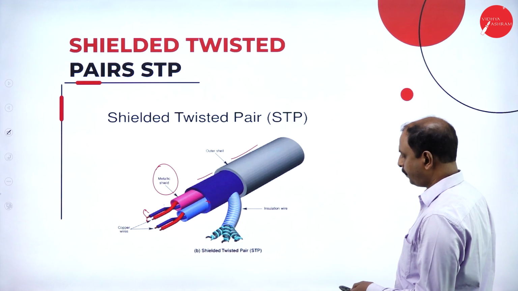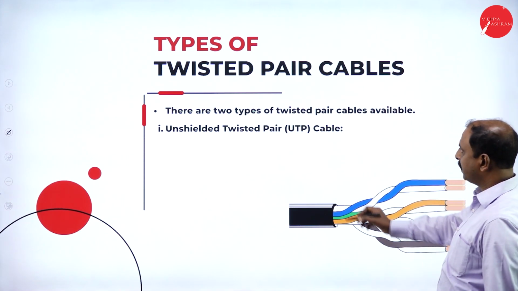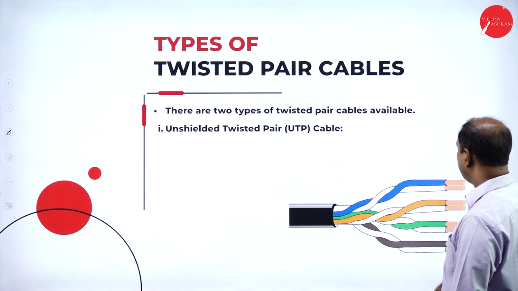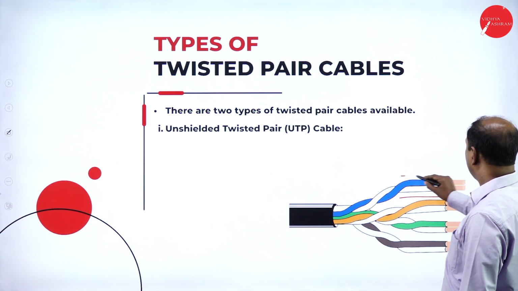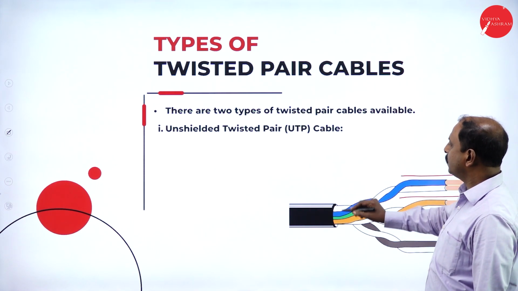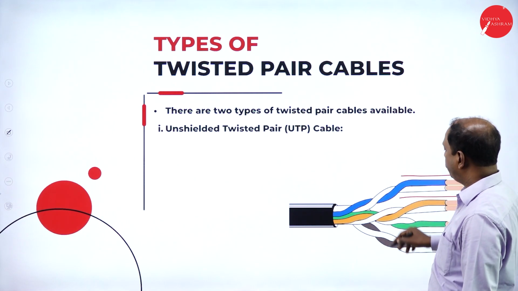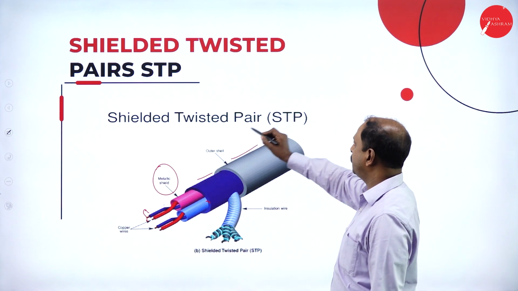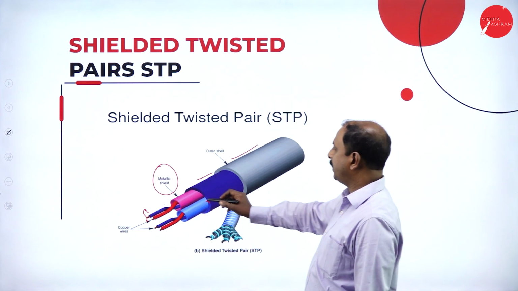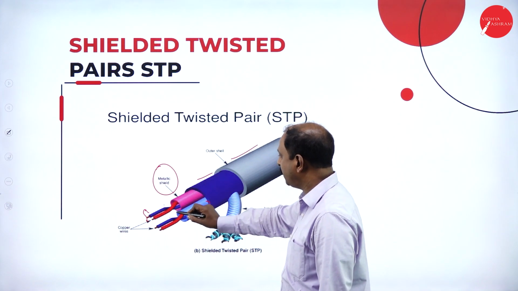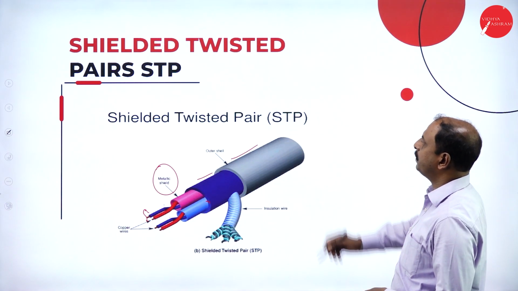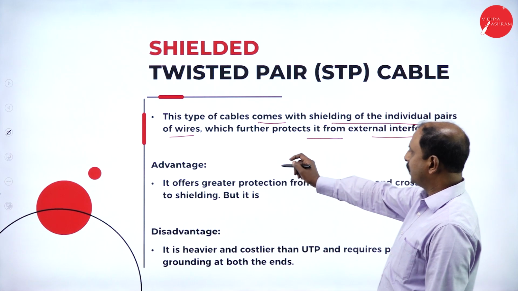Now, if you look at the previous slide, look at this diagram. This is UTP cable, unshielded twisted pair cable. Here, the shielding of individual pairs is missing. So this is unshielded twisted pair cable, and this is STP, shielded twisted pair cable. There is a separate extra shield over each individual pair in a cable. This is STP cable. So what is the advantage of this?